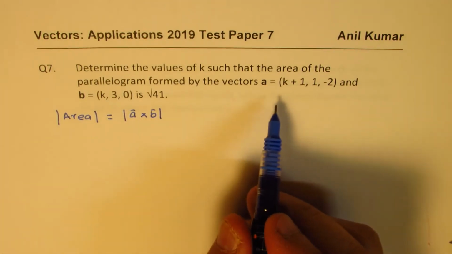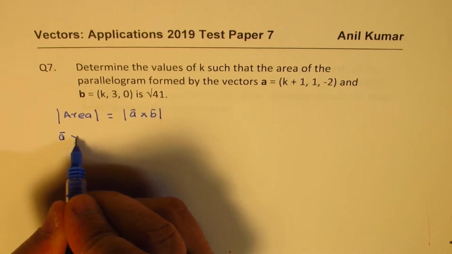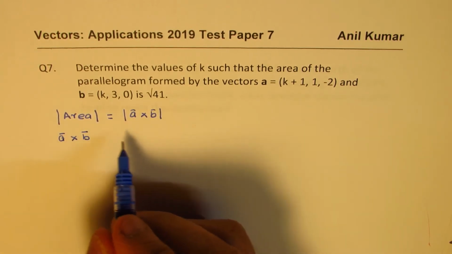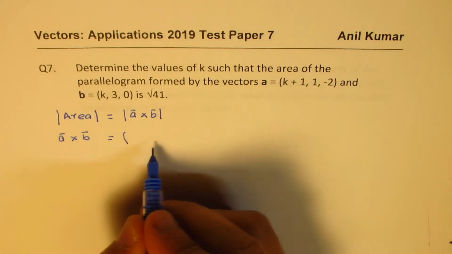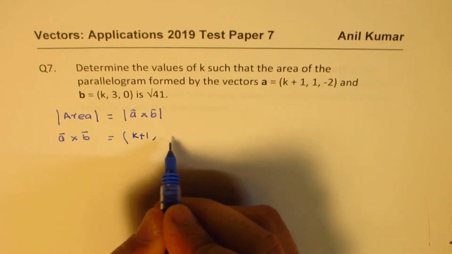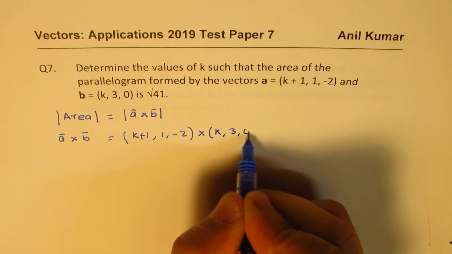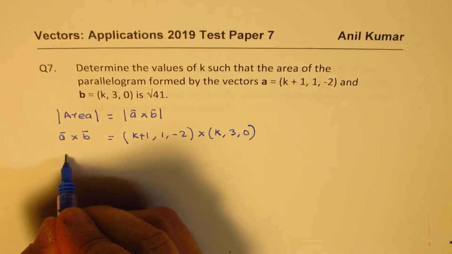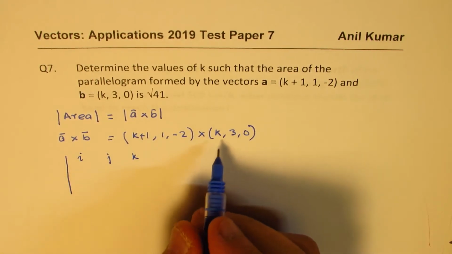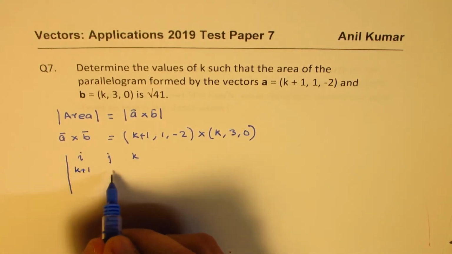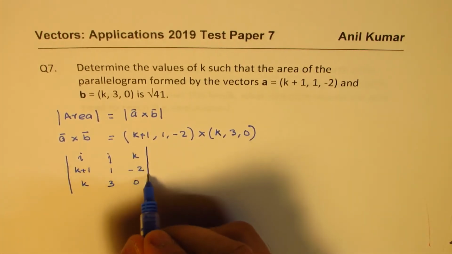So what we'll do here is find the cross product of these two vectors. Let's find the cross product of A and B. Let's write it down. We have K plus 1, 1 and minus 2, cross K, 3 and 0, right? So that is what we need to figure out. Let's find the cross product using i, j, k. We'll find the magnitude of this later.